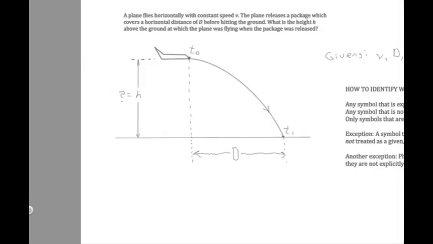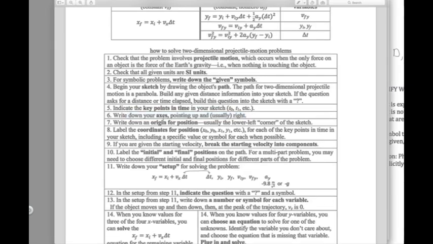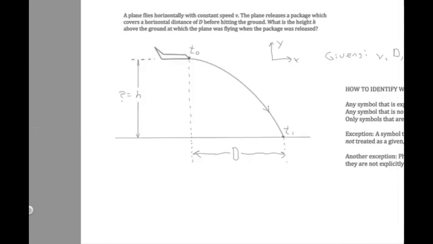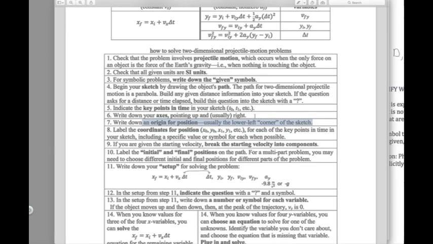Next, we should write down our axes. So we'll stick to our standard axes of up and to the right for projectile motion. Next, we'll write down our origin in the standard position, the lower left corner. So we do not put the origin here. We put the origin here in our lower left corner. So at that point, the coordinates for position will be 0, 0. We've completed this step. Now we're going to label the coordinates for position at our key points in time.